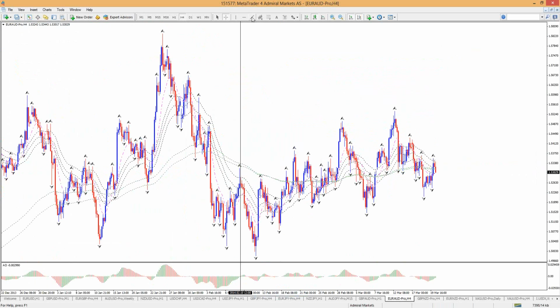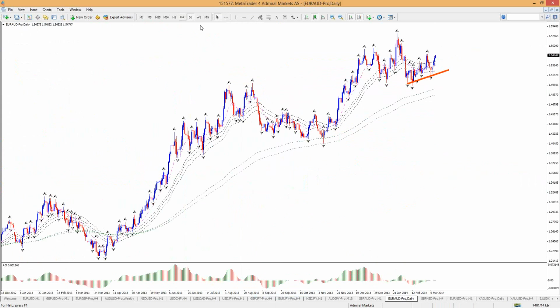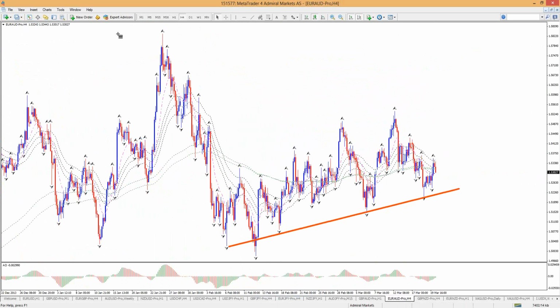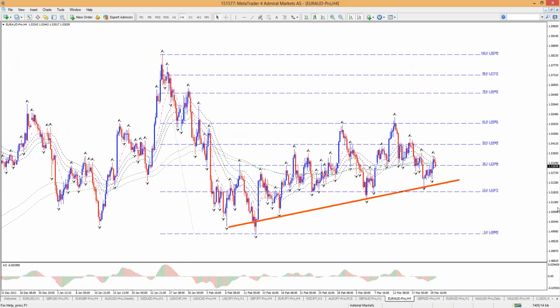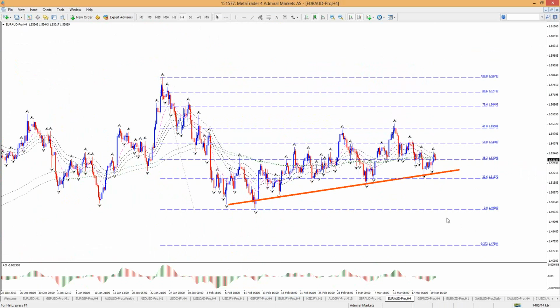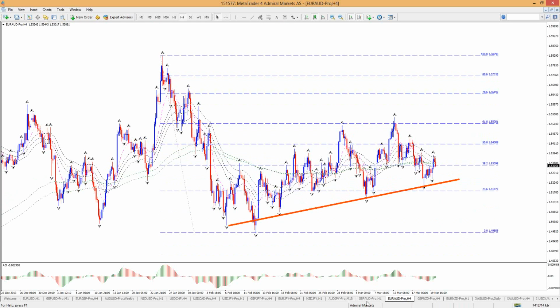Talking about the euro odd, though, we might as well look at it. A break of this orange line would definitely be important because you can see that we could have a potential to fall down to the -272. That would be an interesting trade. Same story for pound odd.